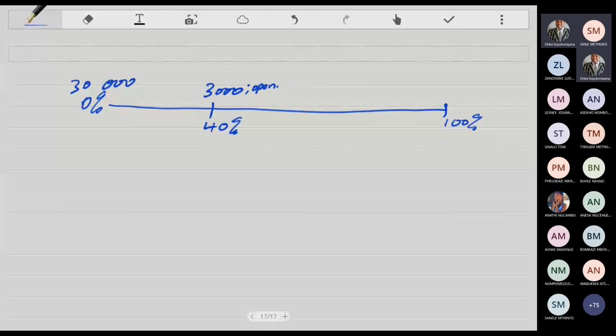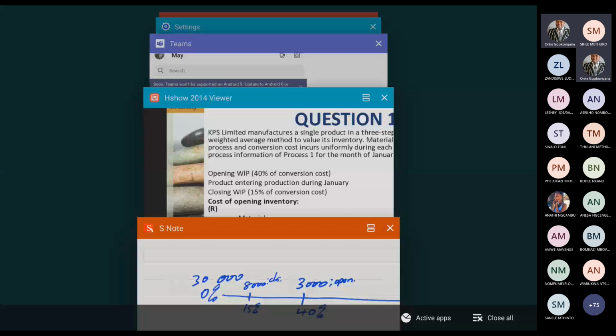And again, the closing work in process is sitting at 15%. So somewhere here, we've got our closing of 8,000 units. So this is your closing units that is given to us. They say that you calculate the loss on your own. Now let's also take into account the loss. Go again to the very last statement that is given here in this exercise.